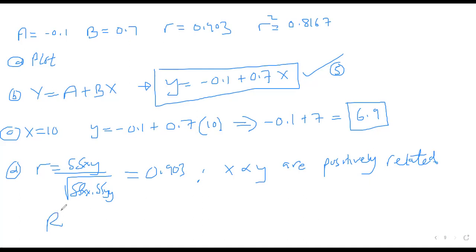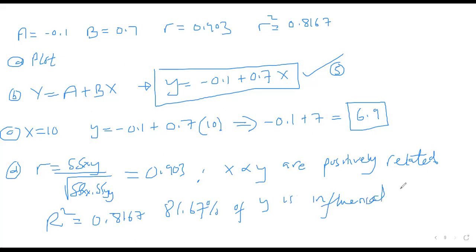Then our R squared was 0.1867. What does this mean? It simply means 81.67% of Y is influenced by X. And this one comes in two questions, unfortunately. It's like probability: he brings correlation alone and determination alone. So this is a very easy topic.